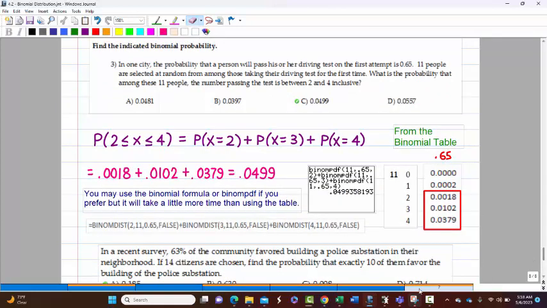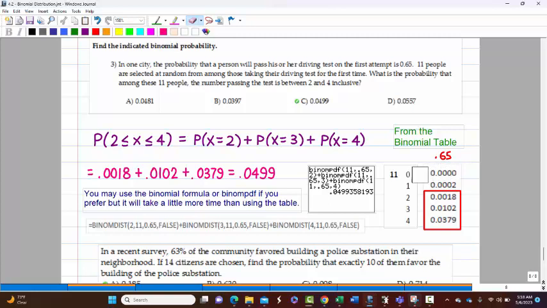Yeah, this one's not as good in Excel because you can't really use the cumulative in either one of them. I'll just mention this real quick. I don't think I'd ask this on a test, but between 2 and 4 is not the same thing as just less than or equal to 4. It's 2 plus 3 plus 4. So it would take 3 binom PDFs added together, or 3 binom dist with false here. Remember, false is the same as binom PDF. Add those 3.